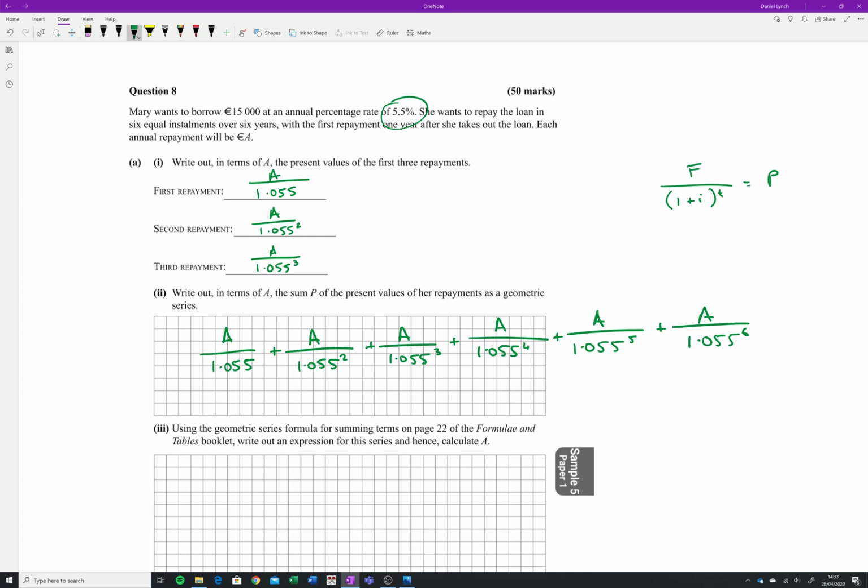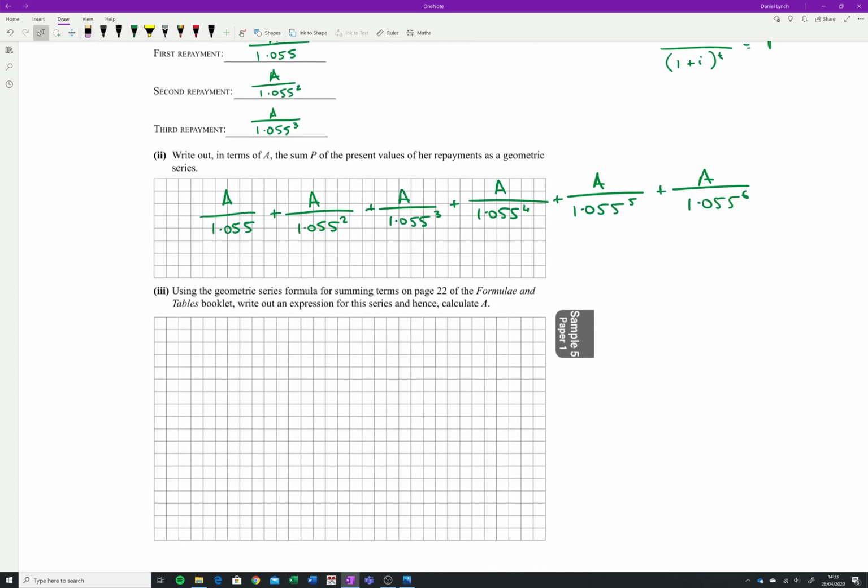Okay. Write out in terms of A the sum P of the present values of her repayments as a geometric series. There it is. Okay. Use the geometric series. So we have Sn, because it's a sum, and it's a times 1 minus r to the n over 1 minus r.